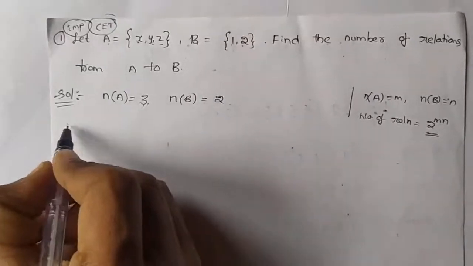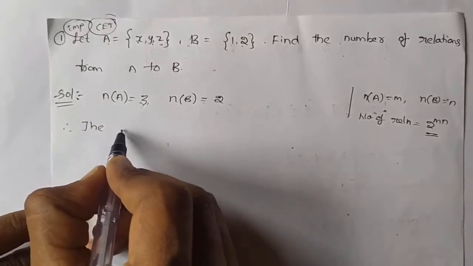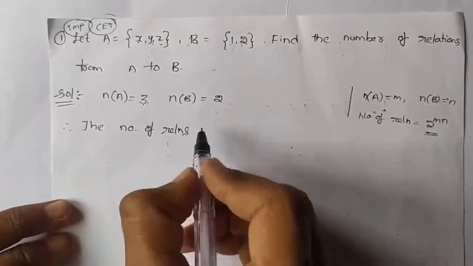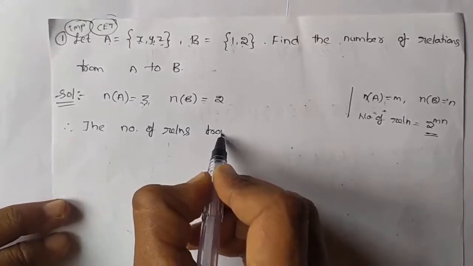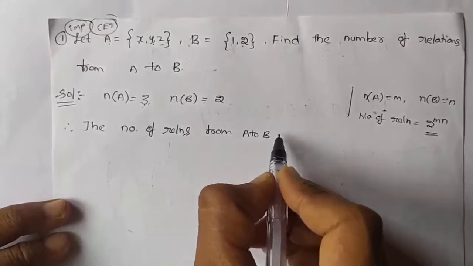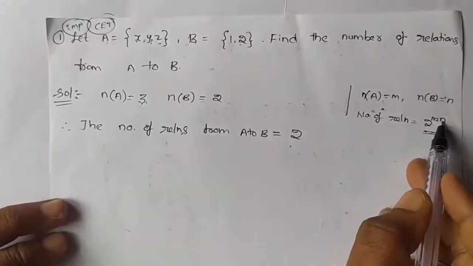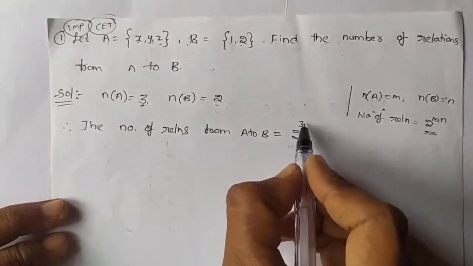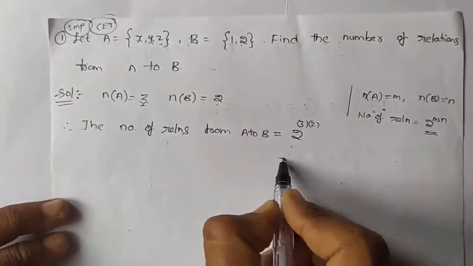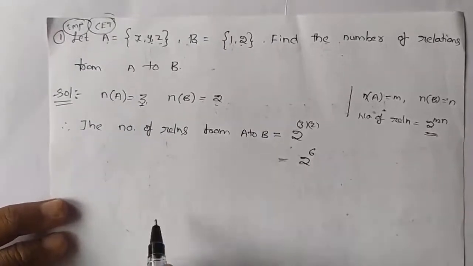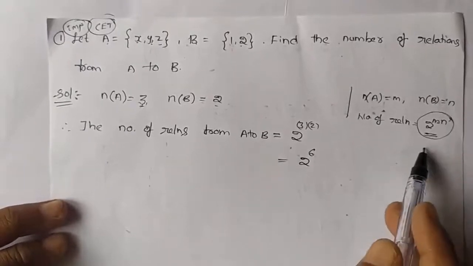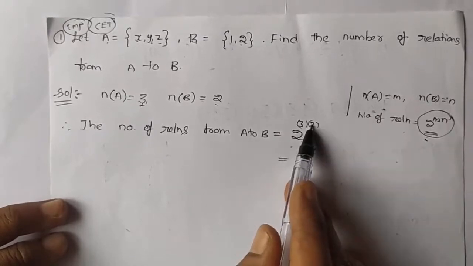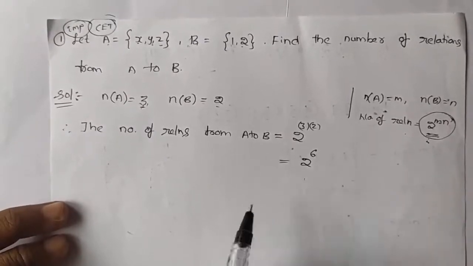Next, therefore the number of relations from A to B equals 2 power m into n, which is 2 power 3 into 2, that is 2 power 6. Okay, the formula to find the number of relations from a set A to a set B is 2 power m into n. 3 into 2 is 6, so 2 power 6. Okay, next.